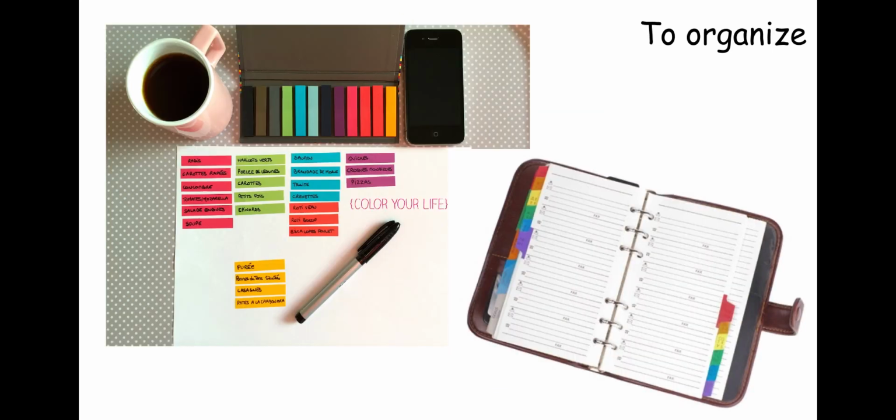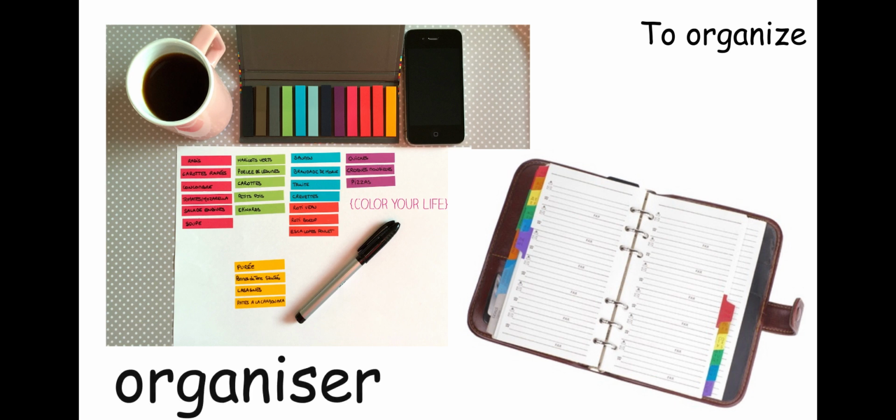Okay, deuxième mot de vocabulaire, it's a verb. So this is the verb in English to organize. It's facile: organiser, organiser. So it kind of sounds like the English word. It's a little bit of a cognate, organiser, to organize.